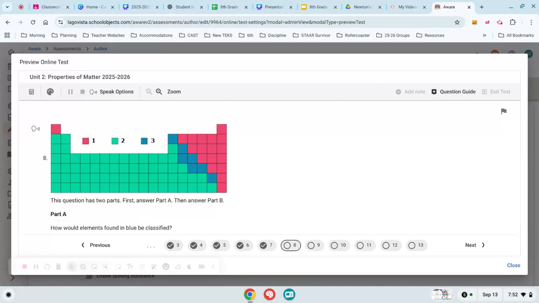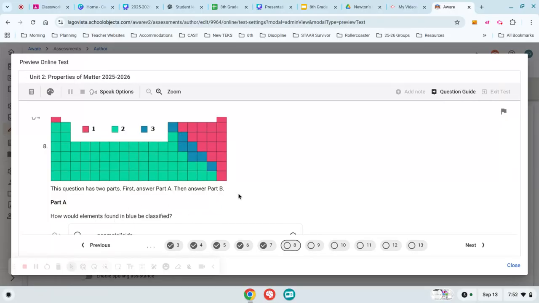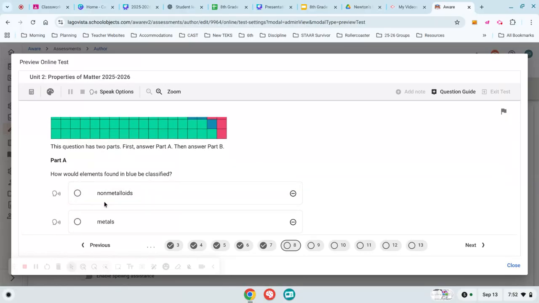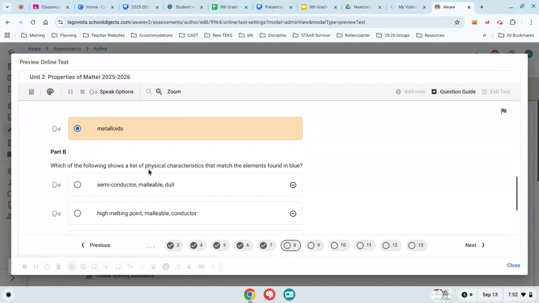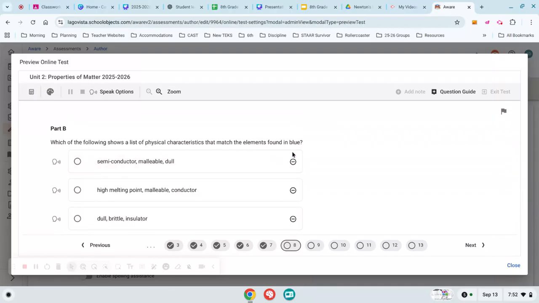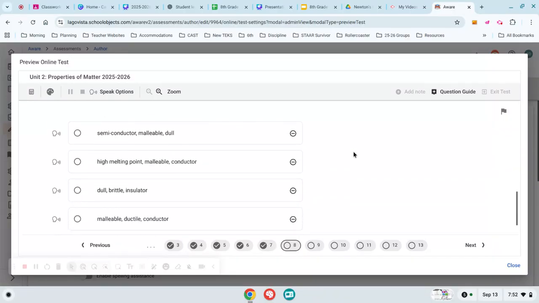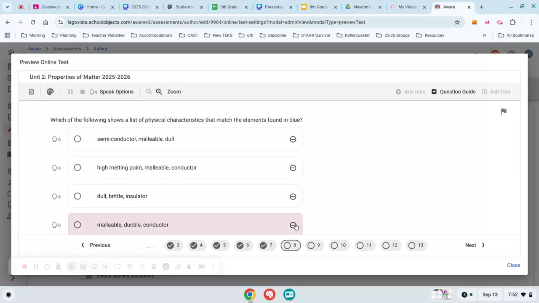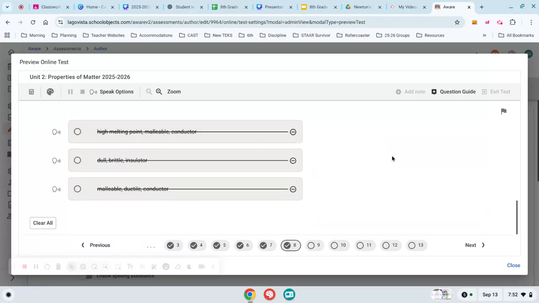All right, the question has 2 parts. First, answer part A, then answer part B. How would elements found in the blue be classified if you had your periodic table colored? This should be super easy. Those are the metalloids, the non-metalloids. Here we go. It says, which of the following shows a list of physical characteristics that match the elements in the blue? Those are semiconductors. So I can cross off anything that is not a semiconductor. And that leaves me with this.